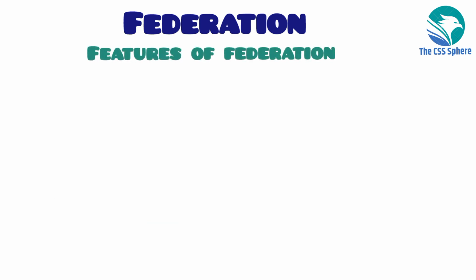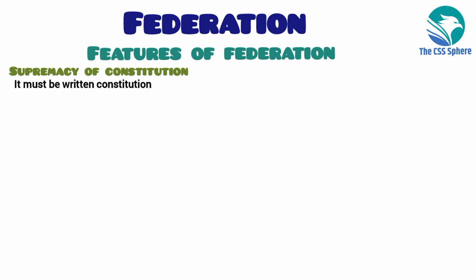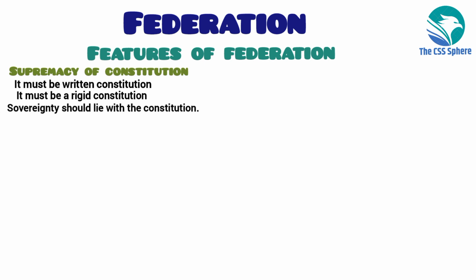Now let's move toward the features of federation. Supremacy of constitution. The constitution defines the powers and functions of both the central and provincial or unit governments. It must have some powers above both so that none of them may violate its provisions upon the rights and powers of others. Constitutional supremacy implies three things. First, it must be a written constitution; second, it must be a rigid constitution; and third, sovereignty should lie with the constitution.